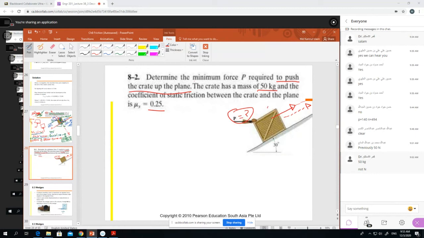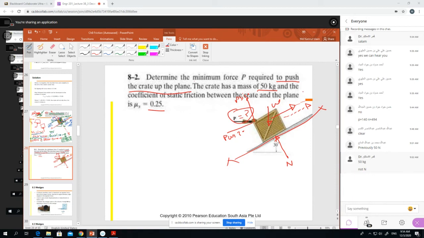So here all will be the same. W will be working downward, and this is the horizontal. This will be P cos theta, P cos 30 degree. This is P sine 30 degree. All the same, and N will be working normal to the inclined plane, or the x-axis force. Everything is the same.